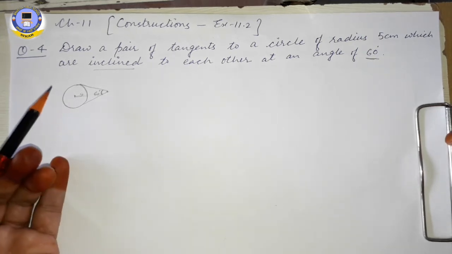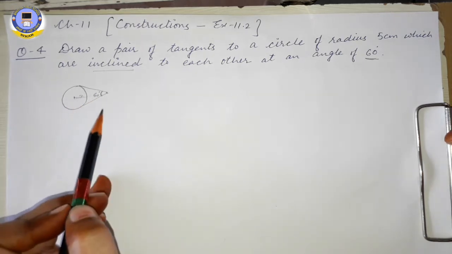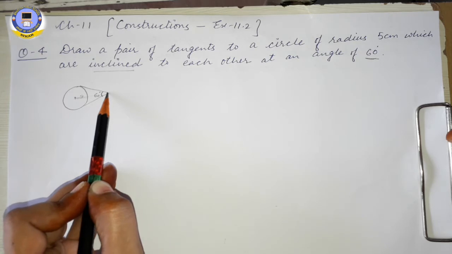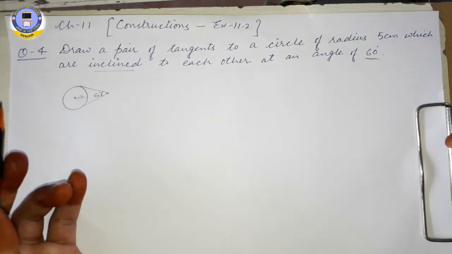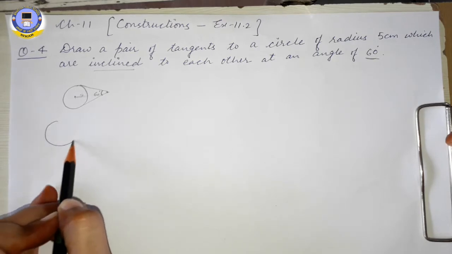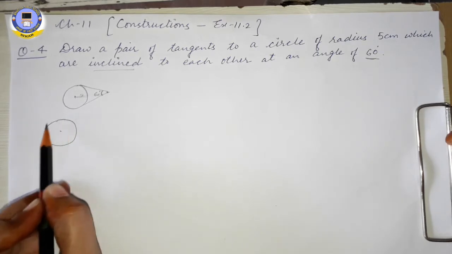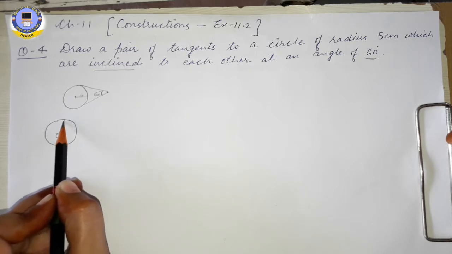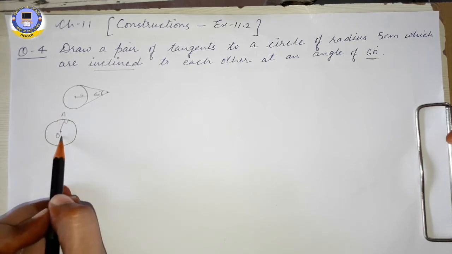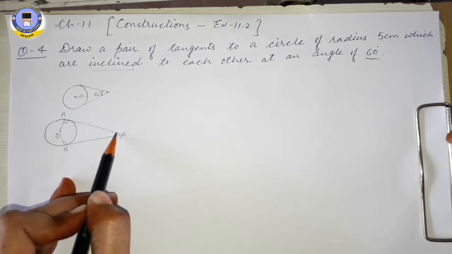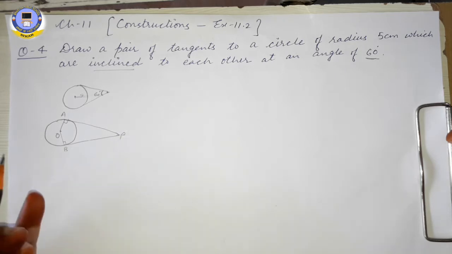Now see, here we have no idea where to make an angle of 60 degree because this external point is at what distance? It is not given. So in 10th class we had studied one concept. Suppose a circle is given, its center is O. Two radii I have joined, OA and OB. I have drawn two radii and two tangents. Suppose they are inclined to each other at point P.